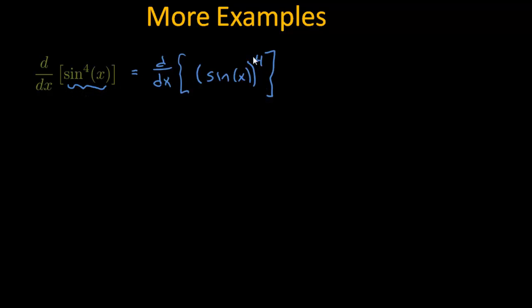So notice that this is going to be a chain rule. What you're going to do is bring down the 4, and then you leave the inside piece alone. So you're going to leave sine alone. Subtract 1 off the exponent, so we get 3. Then you multiply by the derivative of the inside. Now the derivative of sine is cosine. And that's actually it. This is the derivative.